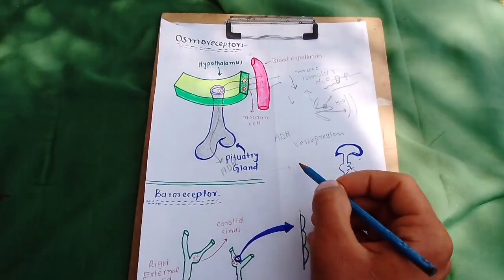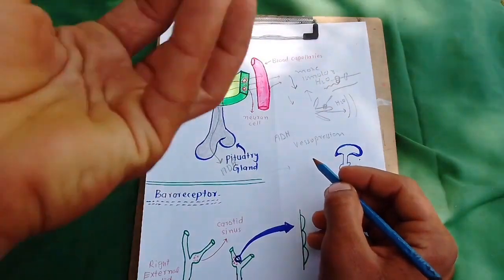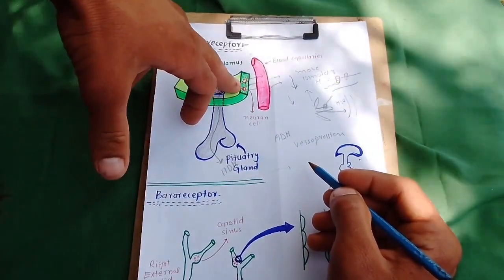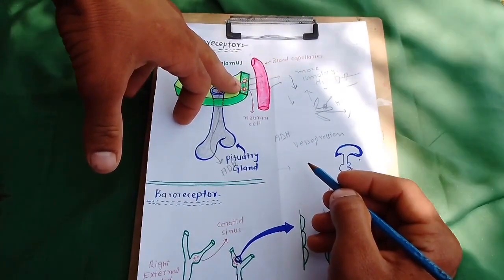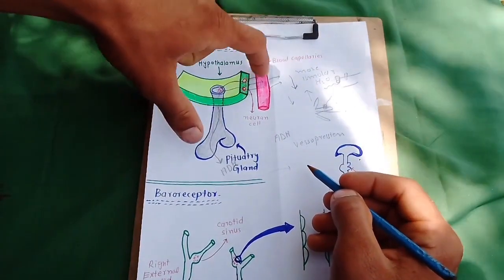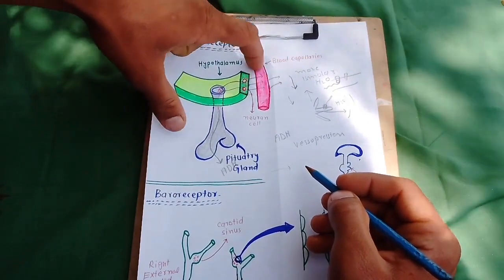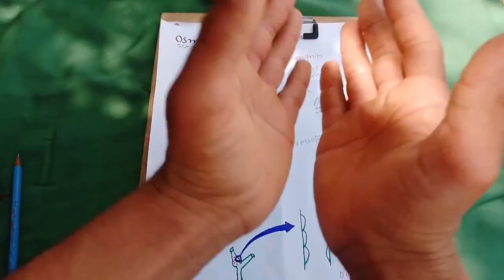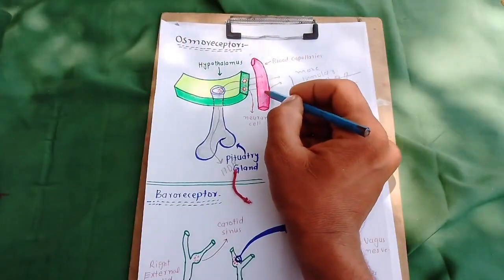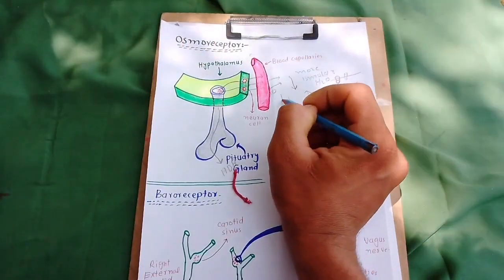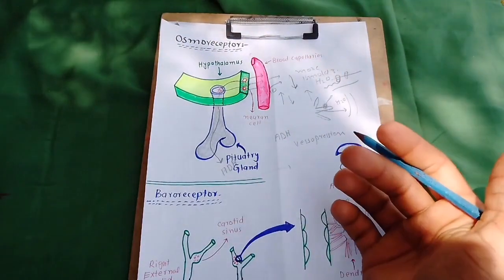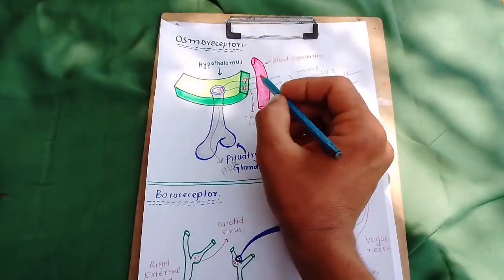When ADH is released, it goes to the kidney and helps in the reabsorption of water. So this is the osmoreceptor. Osmoreceptors are those receptors which respond to changes in the osmolarity of the blood. The osmolarity of the blood comes back to normal when the blood water level and blood volume return to normal. So the amount of water is increased again due to the reabsorption of water, with the help of the ADH.